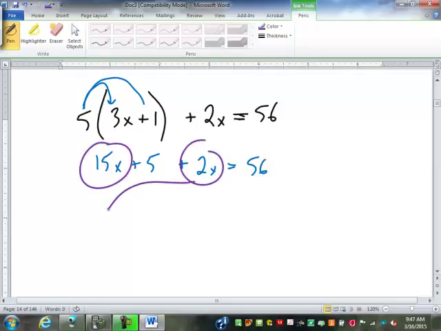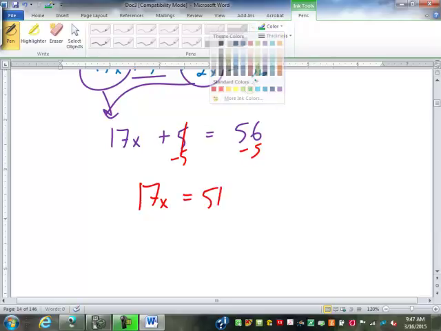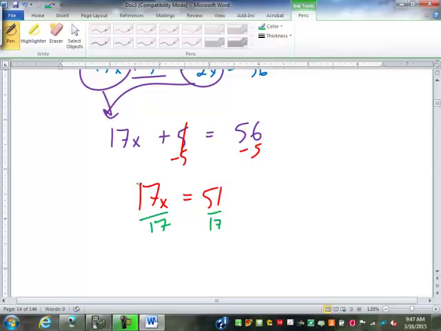We combine what we can on each side, so 15x and 2x make 17x. We still have the positive 5. And then subtract 5. So 17x equals 51. And then divide by 17. So x equals 3.